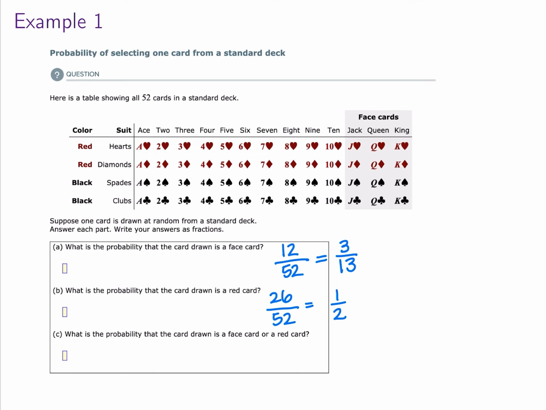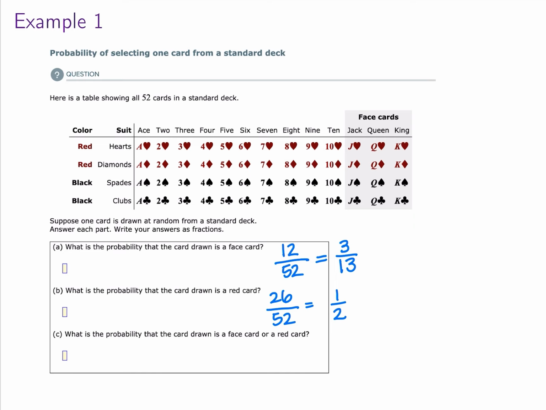Notice we may have been able to get 1/2 from the beginning because the way this deck is built, we see that half of them are red and half of them are black cards. Therefore, the probability of drawing a red is 1/2. All right. Part C. What is the probability that the card drawn is a face card or a red card?